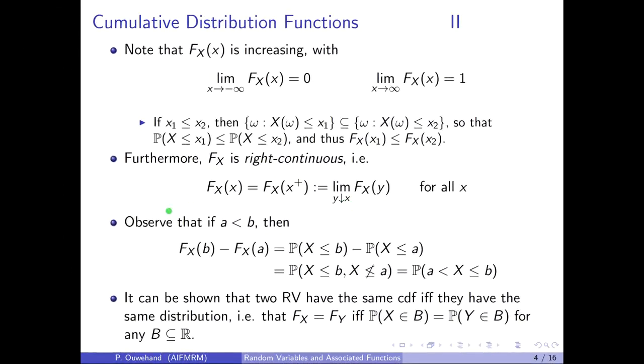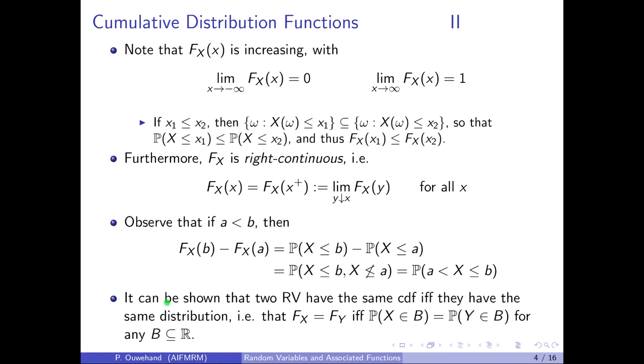Also observe that if a is less than b, then the difference F of b minus F of a is just the probability that X is less than or equal to b minus the probability that X is less than or equal to a, and hence this difference is just the probability that X is less than or equal to b and X is not less than or equal to a, and thus it is the probability that capital X lies between a and b, where it is strictly greater than a and less than or equal to b.